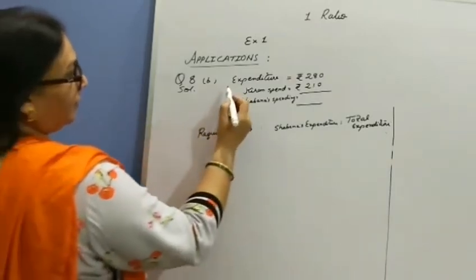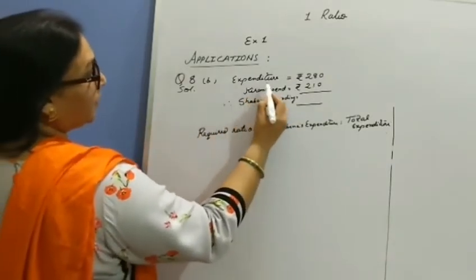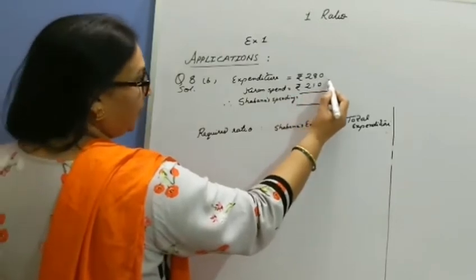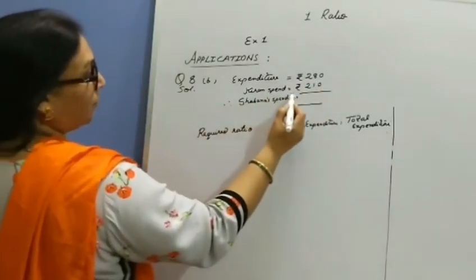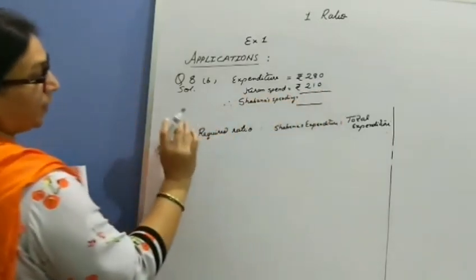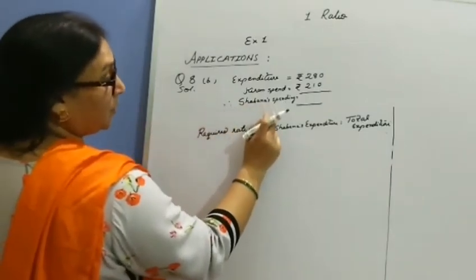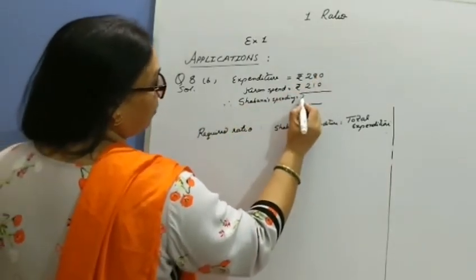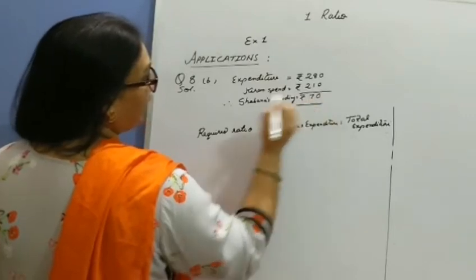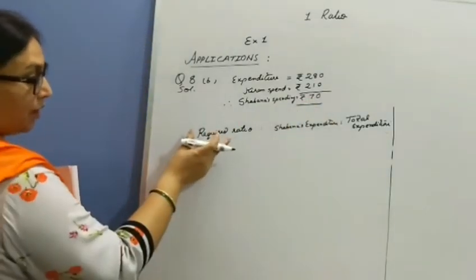Step 1. Write the statements. Total expenditure of the two equals rupees 280. Kiran spends rupees 210. So calculate Shabana's expenditure by subtracting the two. It is rupees 70.